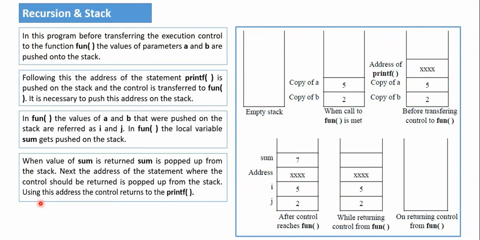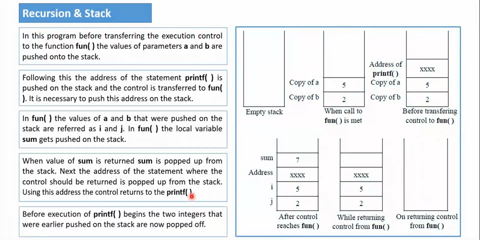Now using this address, the control returns to the printf function, and before execution of printf, the two integers that were earlier pushed onto the stack are now popped off. So now a and b, which were added on the stack. After returning the control from the function, the printf statement is executed and all the data has been popped from the stack, and at the end the stack becomes empty once again.